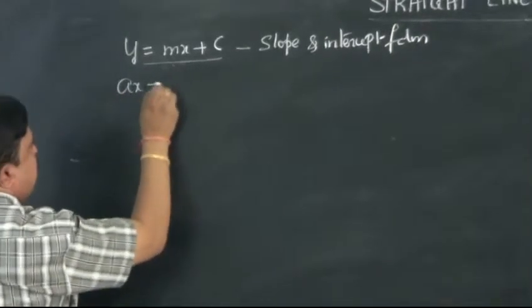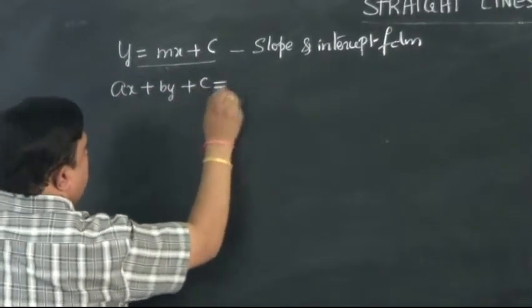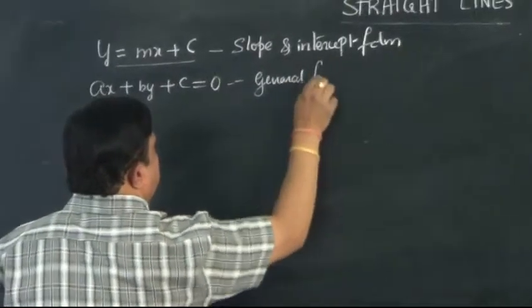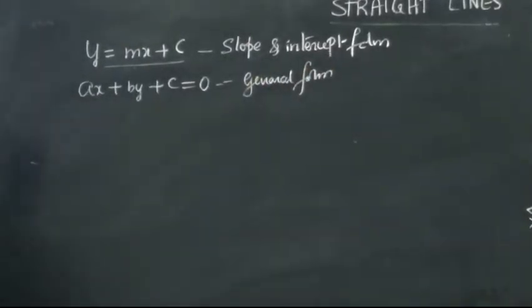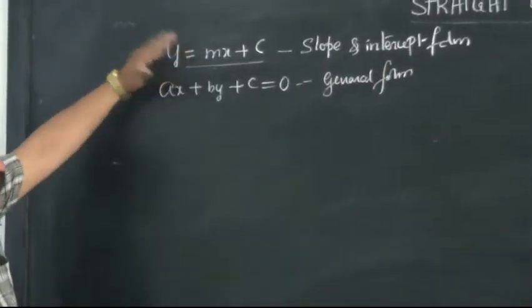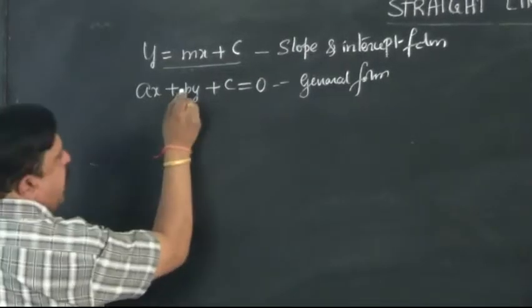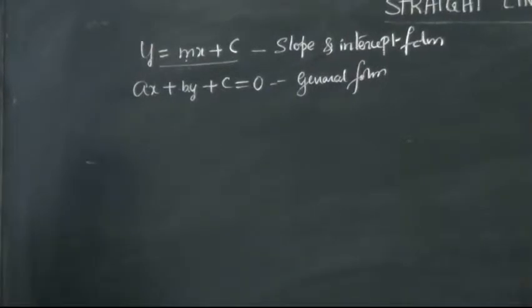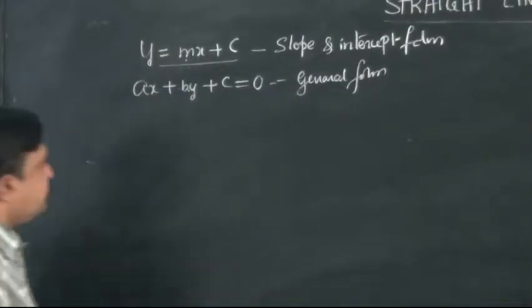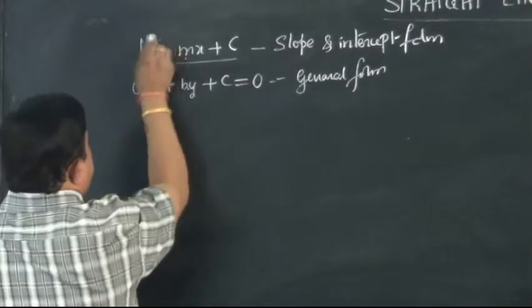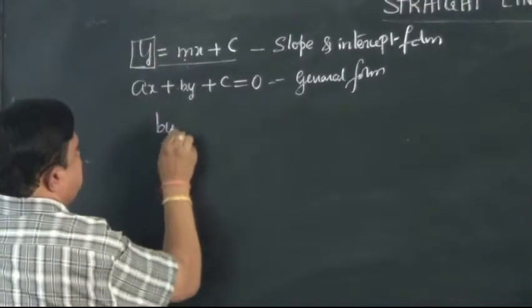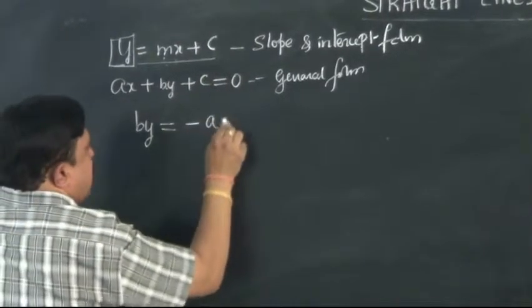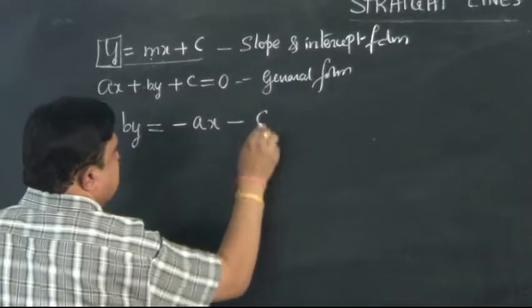And you also know that ax plus by plus c equals 0 is called the general form of the equation of the straight line. Now if I reduce the general form to slope and intercept form, that is, I interpret the general equation in the y equals mx plus c form, in that form the left hand side should have only the y term. So by is on the left hand side. The x term and constant term should be on the right hand side. It becomes by equals minus ax minus c.